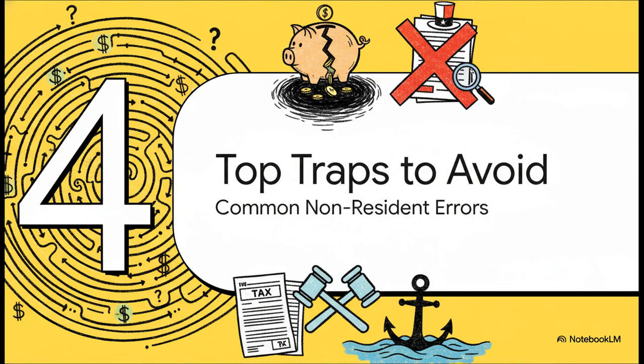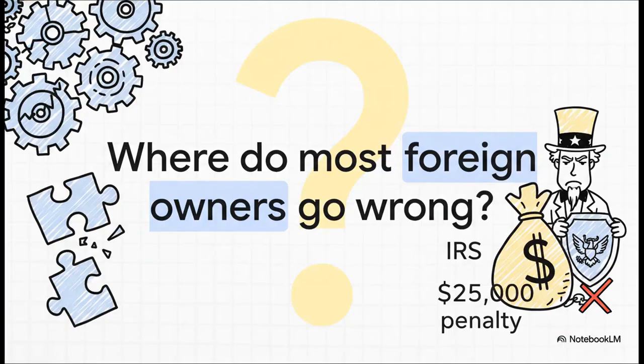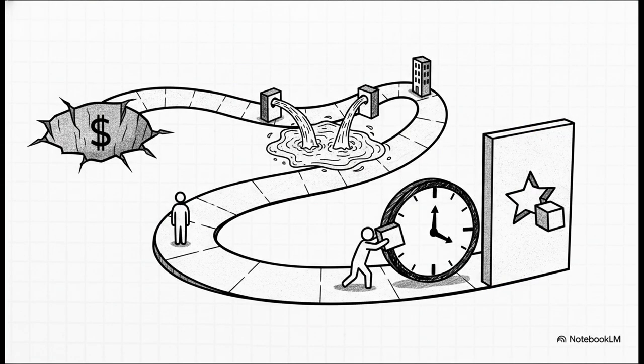All right, we've covered the what and the why. Now for the really important part. Let's talk about the most common and costly mistakes that non-resident owners make, so you can just not make them. So with all these different forms and rules, where do things usually fall apart? What are the specific missteps that lead directly to getting that dreaded $25,000 penalty notice in the mail from the IRS? Let's walk through this minefield of common mistakes.